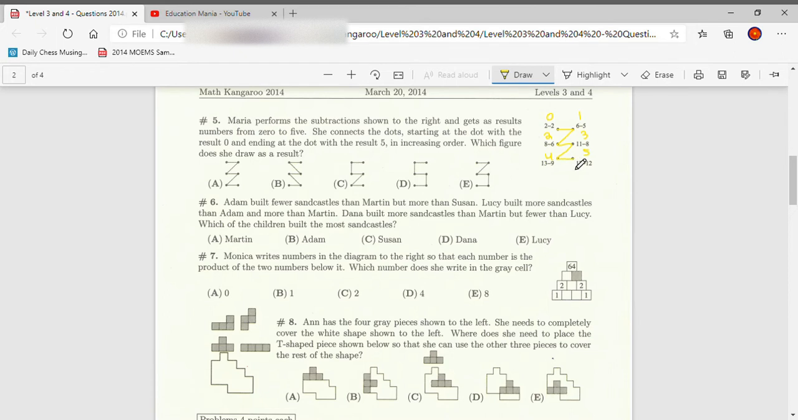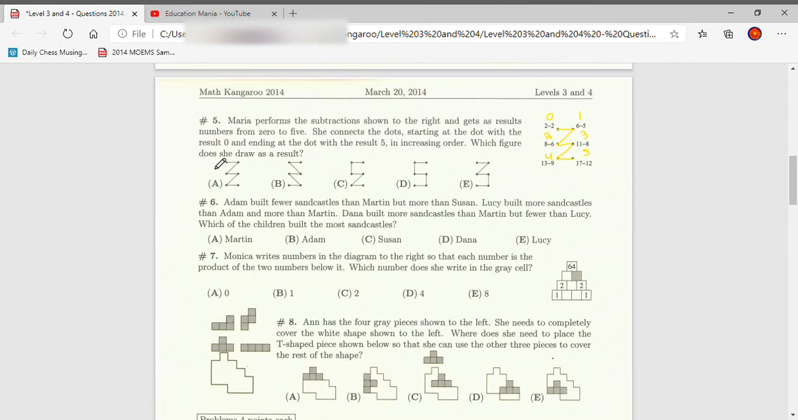So this figure looks exactly like A. So the answer for number 5 is A.